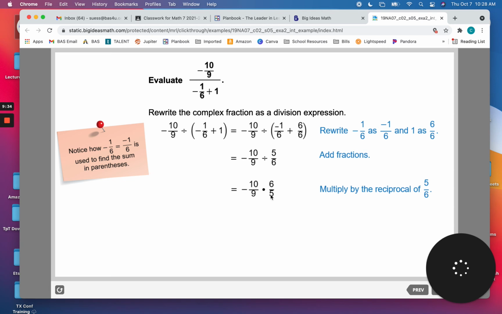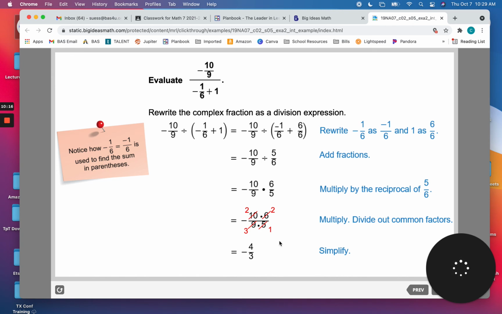What would be the cross simplification of 5 and 10? 10 divided by 5 is 2. And 5 divided by 5 is 1. And then what about 6 and 9? What can we divide into both of those? 3. So 6 divided by 3 is 2. And 9 divided by 3 is 3. That makes the multiplication faster because I can say 2 times 2 is 4, and 3 times 1 is 3. That's easy.